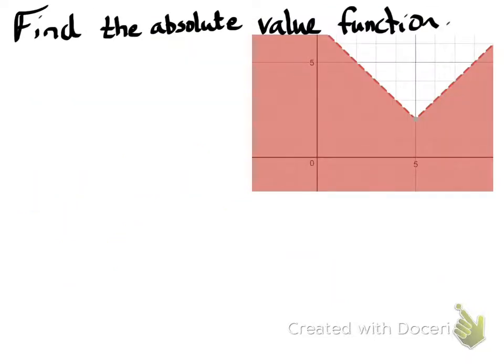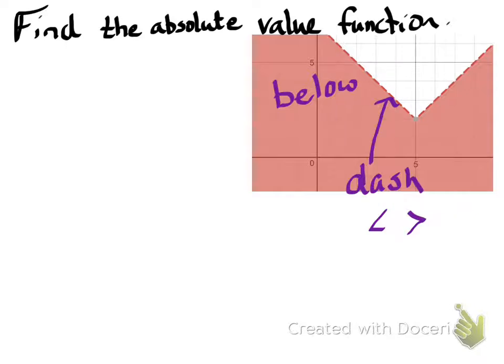So let's try to go the other direction. We're given the absolute value graph, and we need to take the details from this and create our own function rule. So the line is dashed. That means I'm either less than or greater than. I am below the border line, so that means that my symbol is going to be less than.